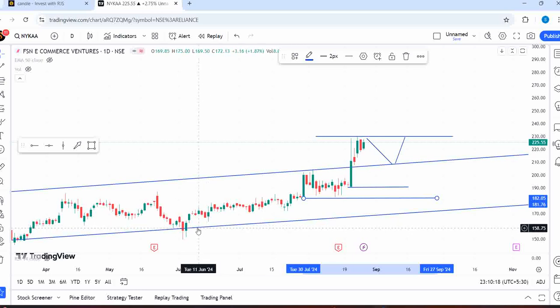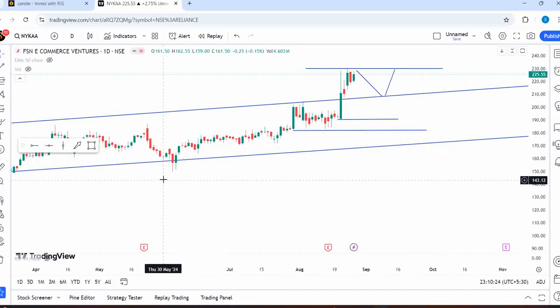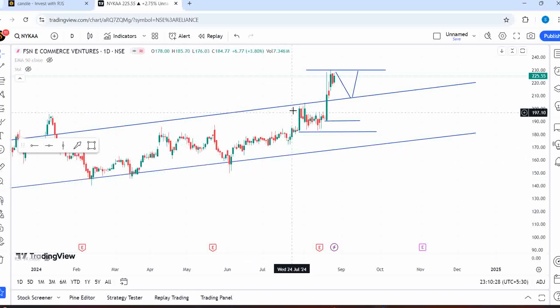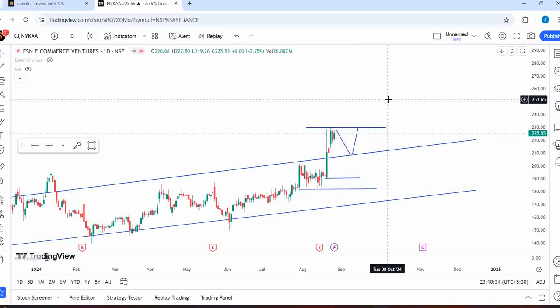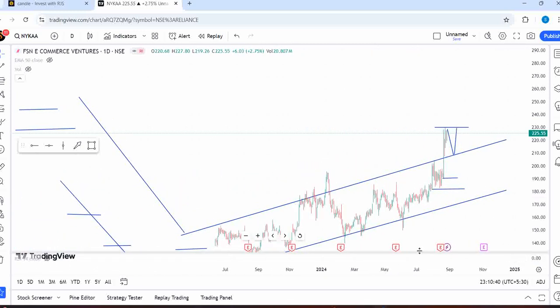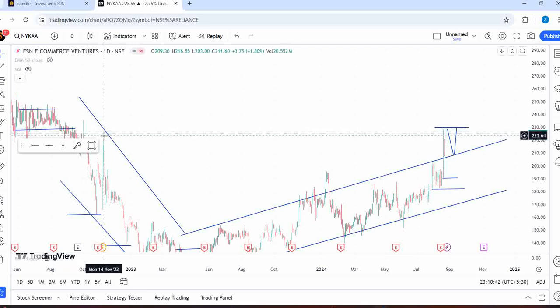The last support is of this channel which is down. From here it can go up. Even if it breaks, then the next one is, see this, because from here it has gone up, then this. So that is how we can see the support. And on the top side there is no resistance now, so new resistance has to be formed. But if you see the longer time frames, there is a resistance of this. From here it has come down, right? This also you can see.